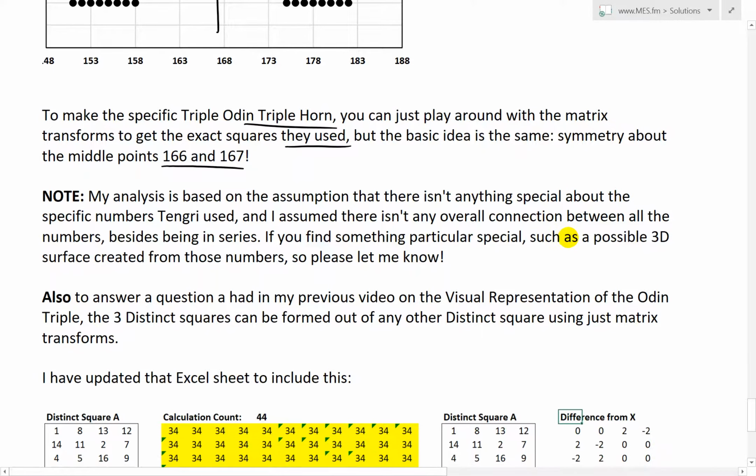Also I want to make a note: my analysis is based on the assumption that there isn't anything special about the specific numbers Tengri use, and I assume there isn't any overall connection between all the numbers, besides being just in series. If you find something particularly special, such as a possible 3D surface created from those numbers, please let me know, and then I'll reevaluate my video, see what other stuff they have.